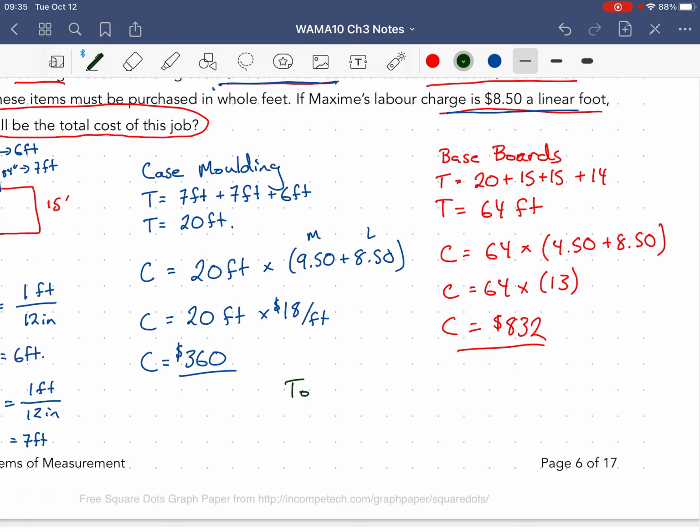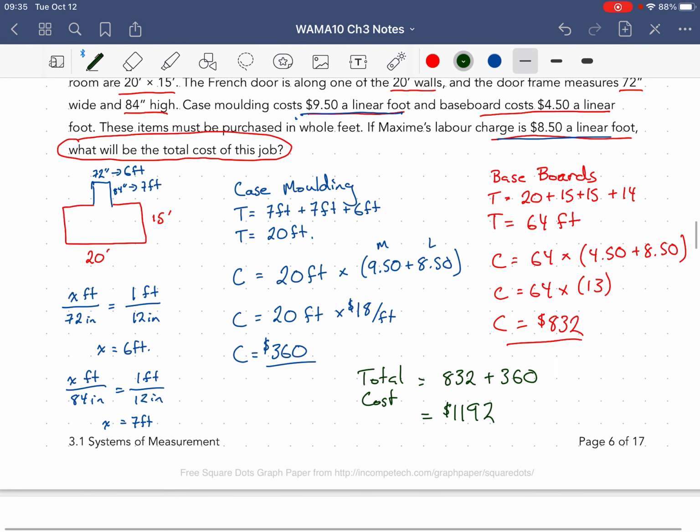So finally, the total cost, which is what we're after, is equal to $832 plus $360, which will equal $1,192. So $1,192 to put in the case molding and the baseboards in this room. Seems a little steep to me, but I don't know what it actually would be worth.